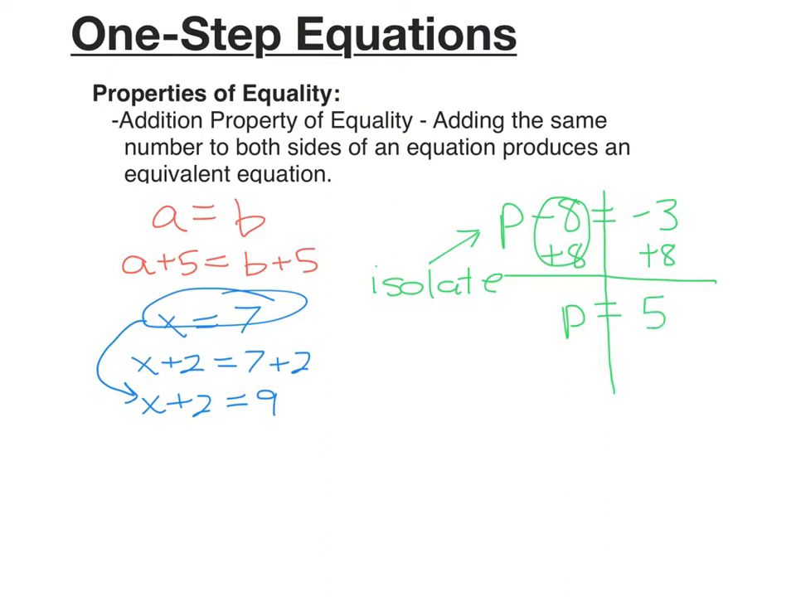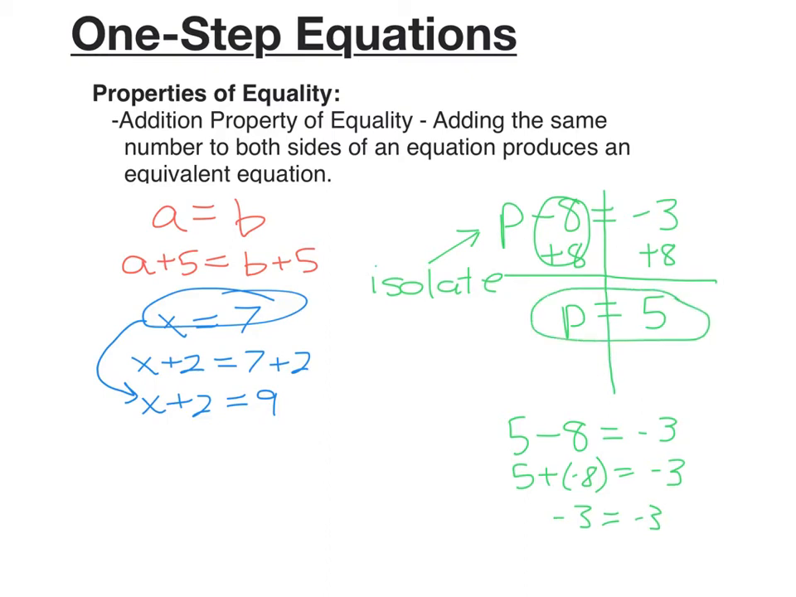Now, I can double check this to make sure. I can substitute 5 for p. 5 minus 8 equals negative 3. Now 5 minus 8, I can rewrite as 5 plus negative 8. And I know that 5 plus negative 8, there are more negatives than positives, is negative 3. Negative 3 equals negative 3. So p equals 5 is the value that makes this equation true.